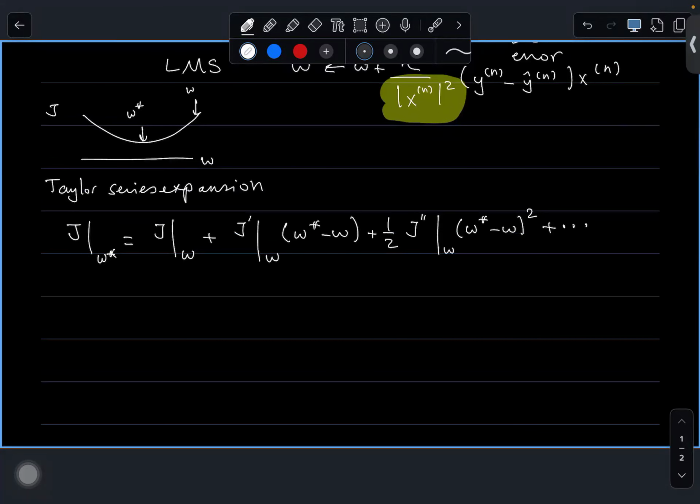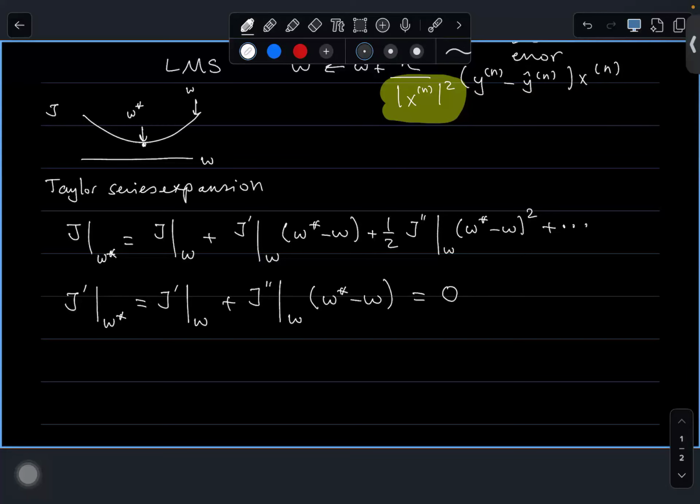So now let me write the same thing for the first derivative of J. So the first derivative of J at W star. So at this point here, the first derivative, of course, is going to be 0. But what is that going to be written? I'm going to write it in terms of the first derivative at the location W. So that's equal to the first derivative at W plus the second derivative at W times W star minus W. And that's equal to 0 because I'm at the bottom of the hill at W star.